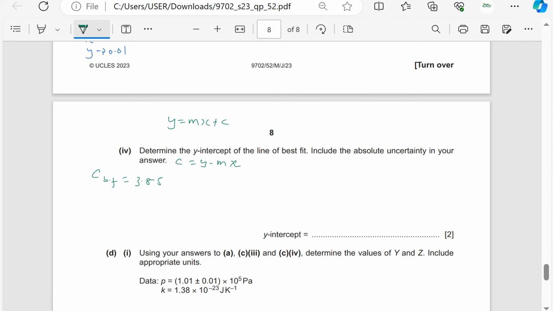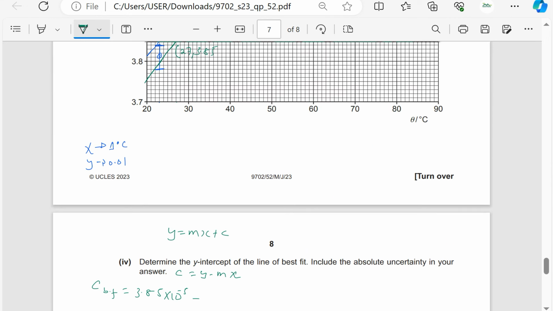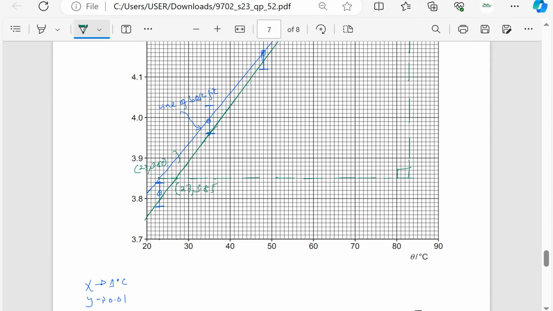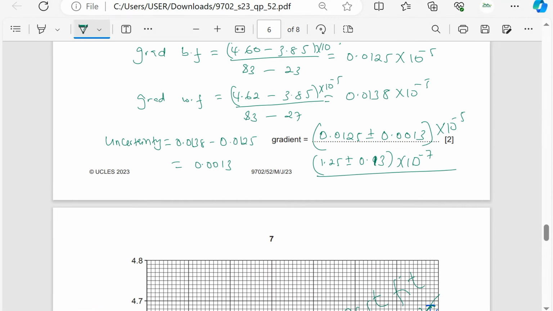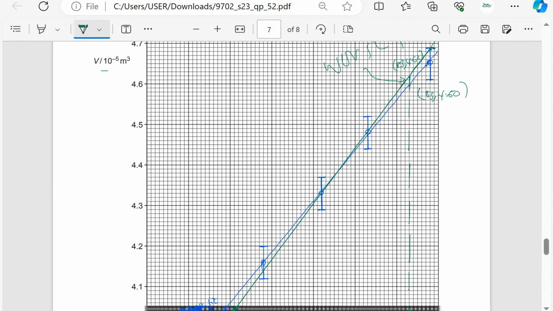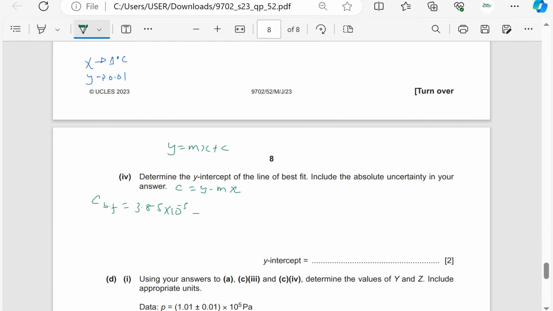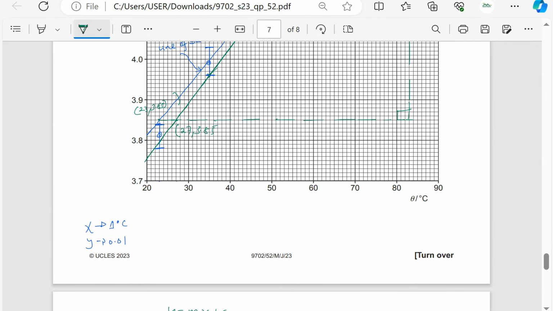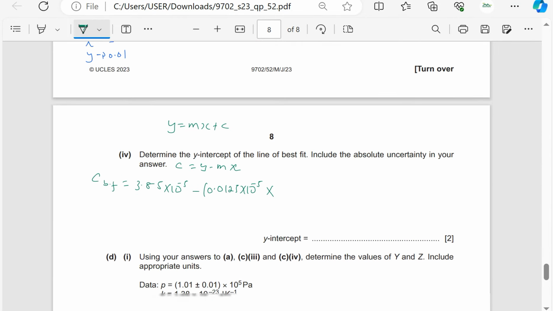Okay, so I had forgotten the power of 10. That is very important. So y is going to be times 10 to the power of minus 5, then minus the gradient. The gradient is the best fit gradient, which is 1.25. Or I can just take 0.0125 times 10 to the power of minus 5. So this is going to be minus 0.0125 times 10 to the power of minus 5, then times the x value. I've taken this point here, so it is 23.